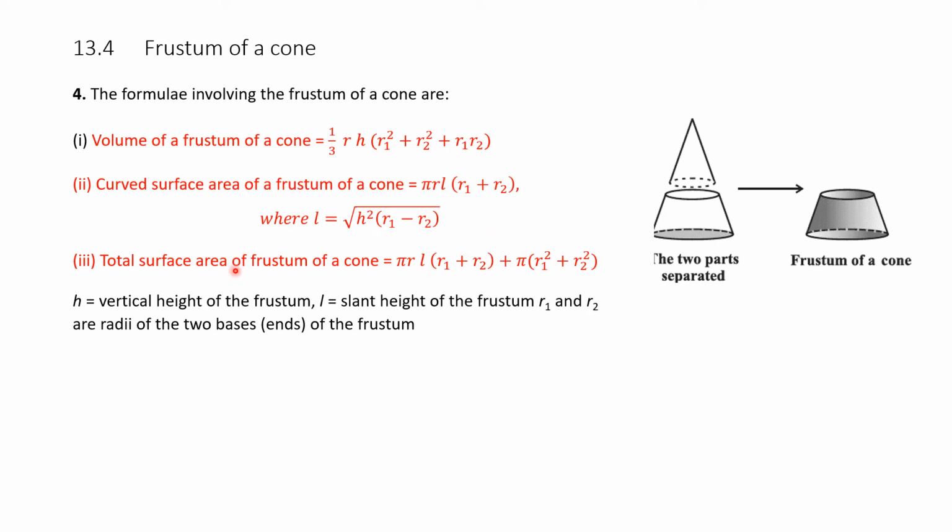The total surface area of a frustum of a cone is given by pi RL into R1 plus R2, plus pi into R1 square plus R2 square, where h is the vertical height of the frustum, L is the slant height of the frustum, and R1 and R2 are the radii of the two bases or ends of the frustum.